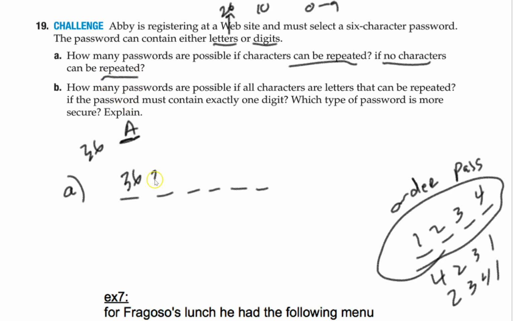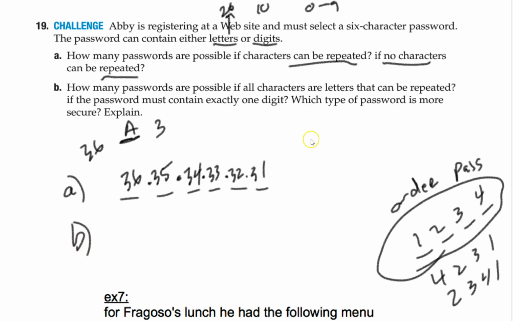So now I have 35 options. Let's say I pick 3. Right? Now 3 is gone. I can't pick A or 3 because nothing can be repeated. Now I only have 34 options. And so on. 33, 32, 31. So I can multiply these all together and get my answer.